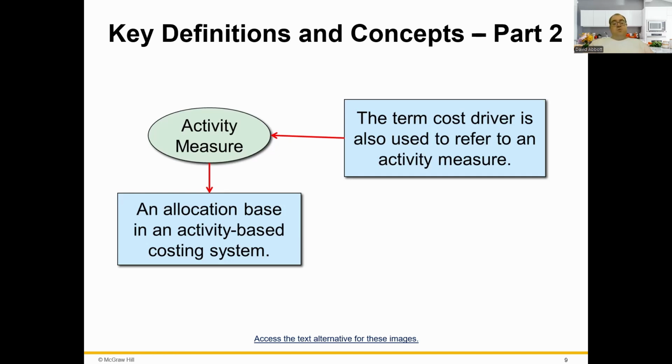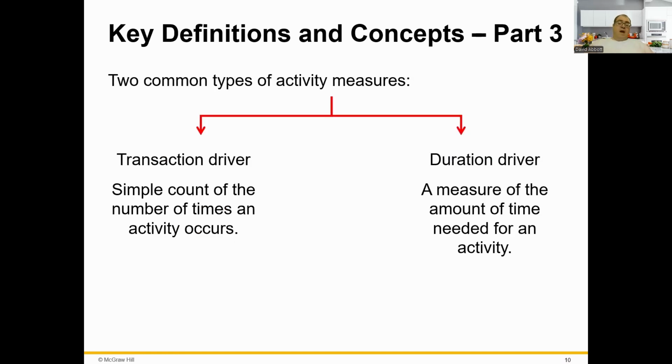The two most common types of activity measures are transactional drivers, which are simple counts of the number of times an activity occurs, such as the number of bills that are sent out to customers, or a duration driver, which measures the amount of time required to perform an activity, such as time spent preparing individual bills for customers.